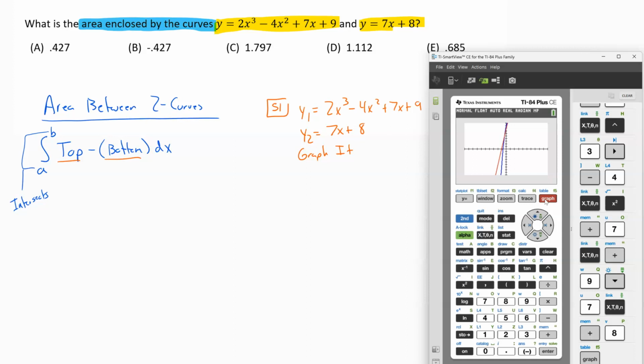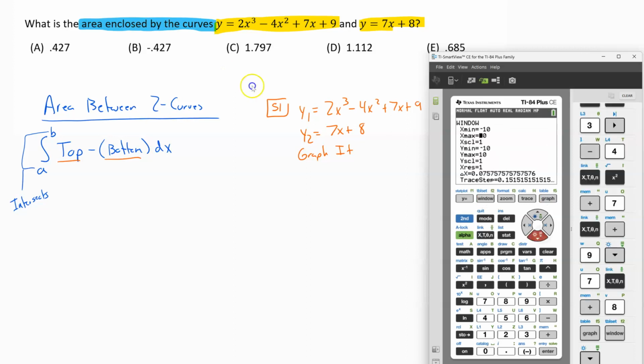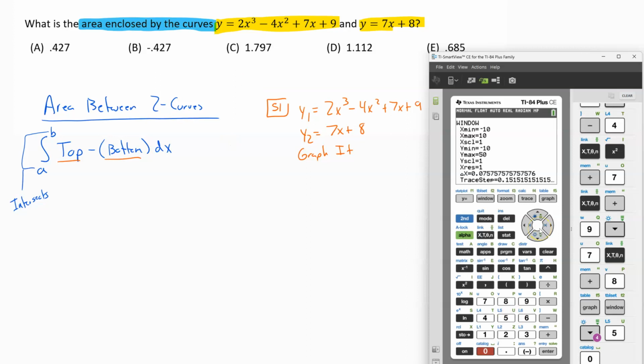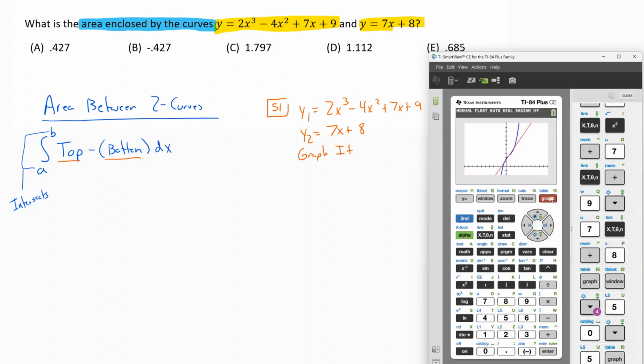So you're always going to need to be on the lookout to adjust your own window. From here, I would adjust my window. I'm going to hit the window button at the top, and it looks like I need to move my graph up a little bit. I don't know how far, so I'm going to start off by just moving that y max up to 50, and then I go ahead and graph it. Now I can see a little bit better what's going on here, right? If I look in the middle of my screen, I can sort of see that I actually have two regions that are going to have areas bounded by them.